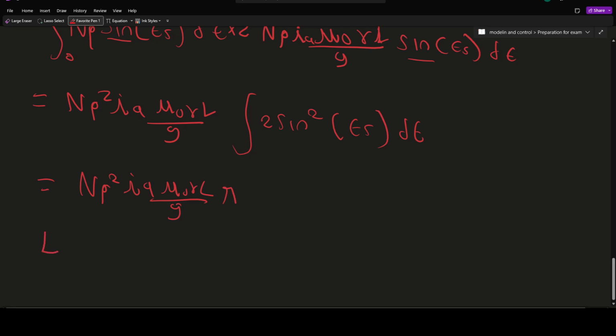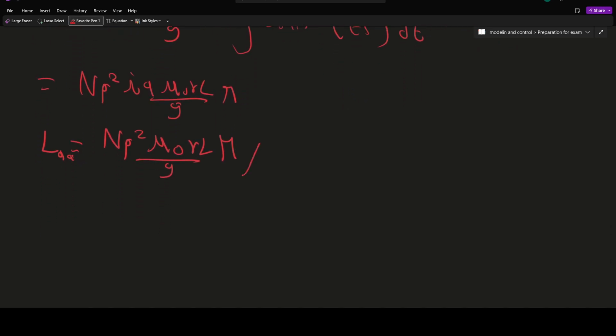And now to find our inductance, we know that we just divide this by our current. And now we are going to have that our self-inductance in A, in A dash, is going to be this. Okay.